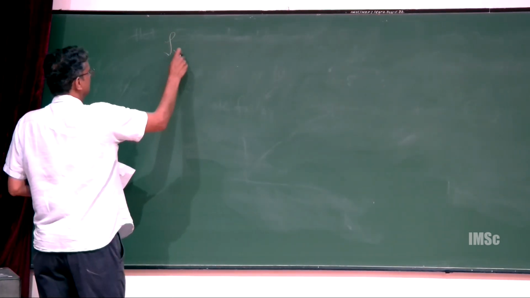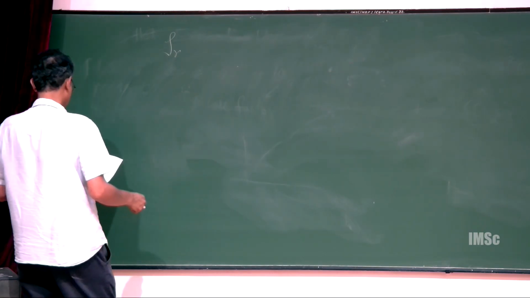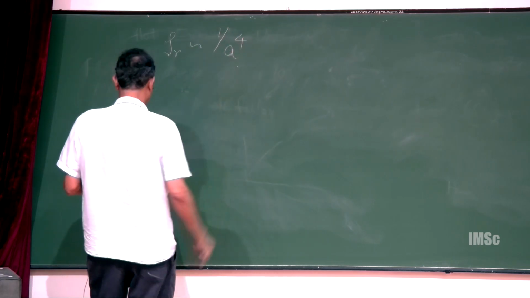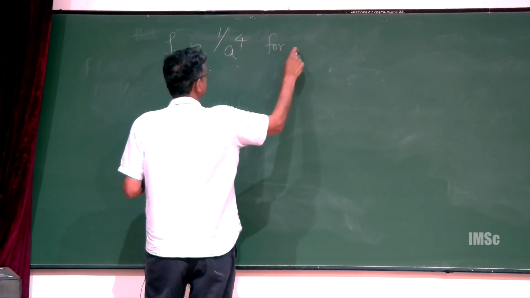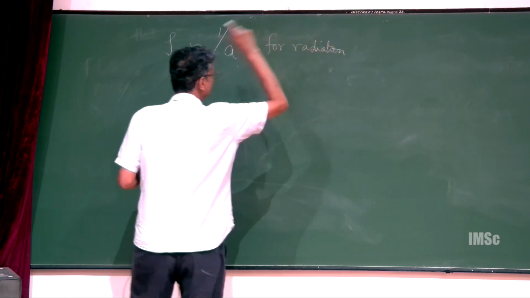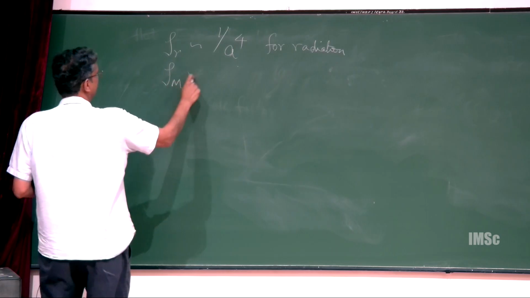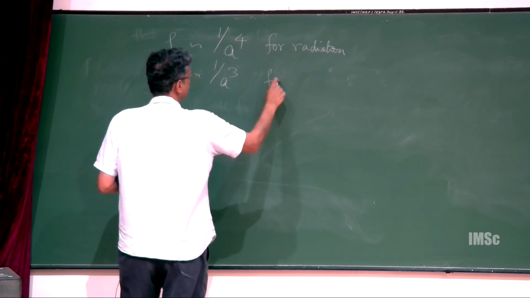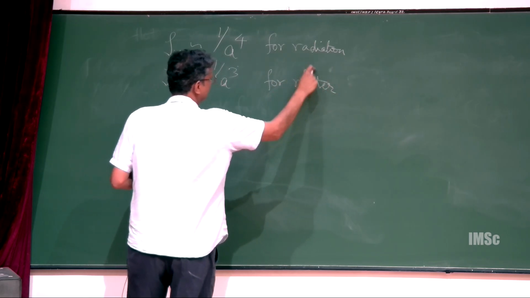For radiation, if you solve these, we'll just write the character of the solution. This is, I believe, what the question was about. The energy density in radiation will go like 1 over a to the 4th. The energy density in matter will go like 1 over a cubed. This means non-relativistic matter.